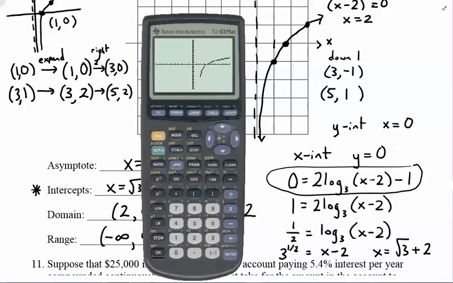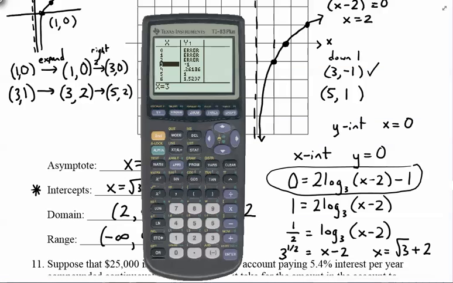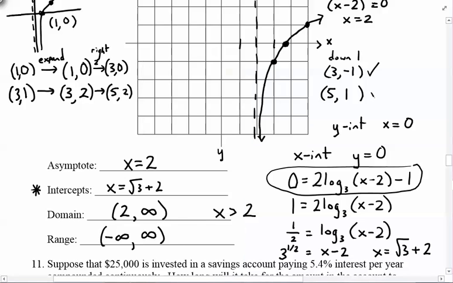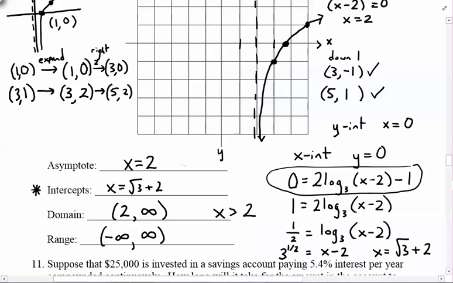Now if I want to make sure that I get the points perfectly, I can go second table, and it'll give me the points. So I can see that this graph goes through the point 3, negative 1, which is this point here. And I can see that it also goes through the point 5, 1, which is here. I can also see that the first time that there's an error is when x is 2. That's the asymptote.